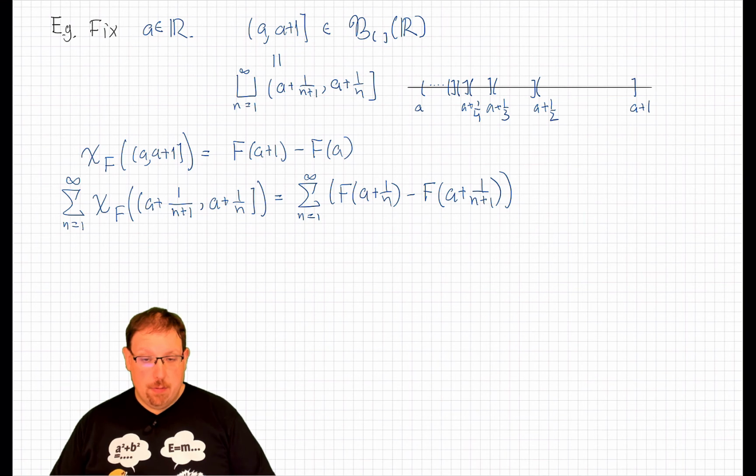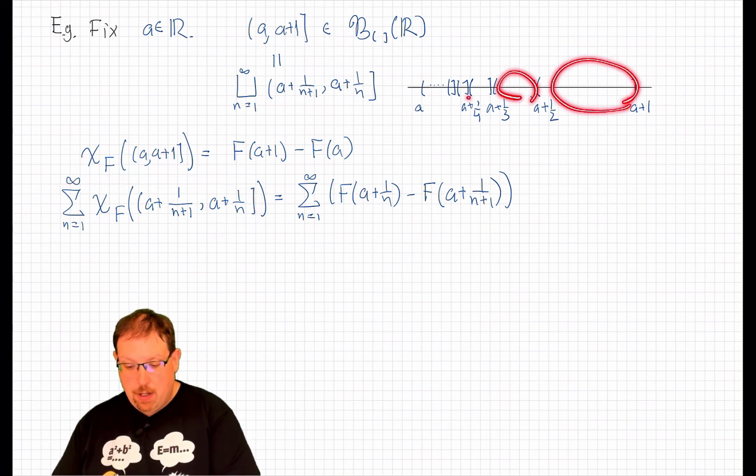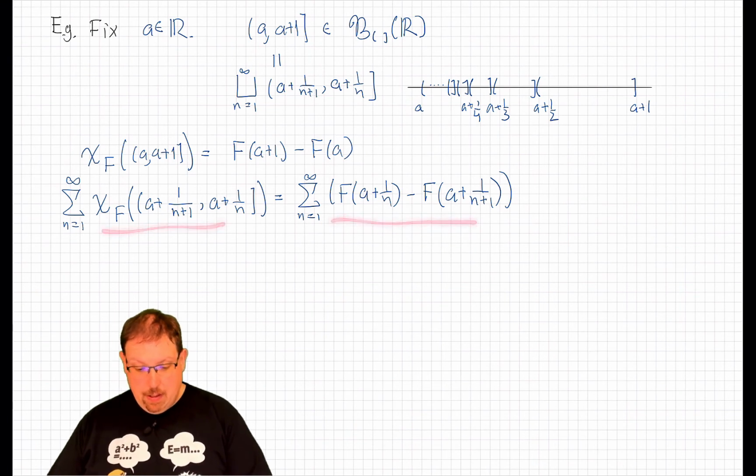Now, if the Riemann-Stieltjes finitely additive measure that we developed on the last slide, in terms of this function f, were to be countably additive, then it would have to be true that chi f of that unit length interval should equal this sum, the sum of chi f on each one of those countably many disjoint intervals. Well, let's just calculate. By definition, chi f of the whole interval is f at a plus 1 minus f at a. And similarly, each of these terms is written here. f at a plus 1 over n minus f at a plus 1 over n plus 1.